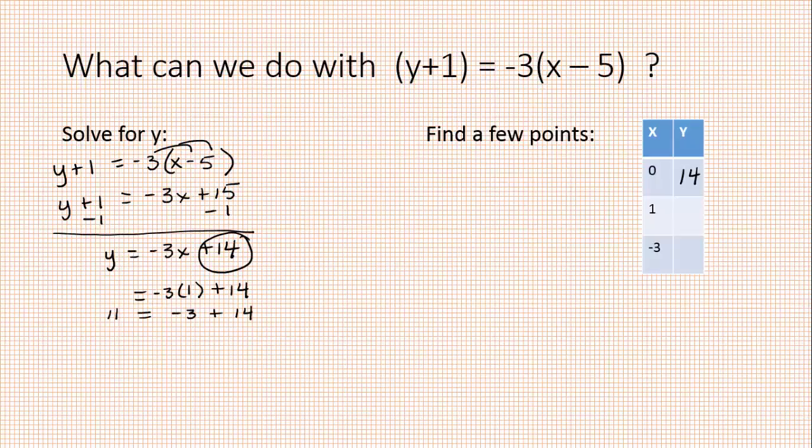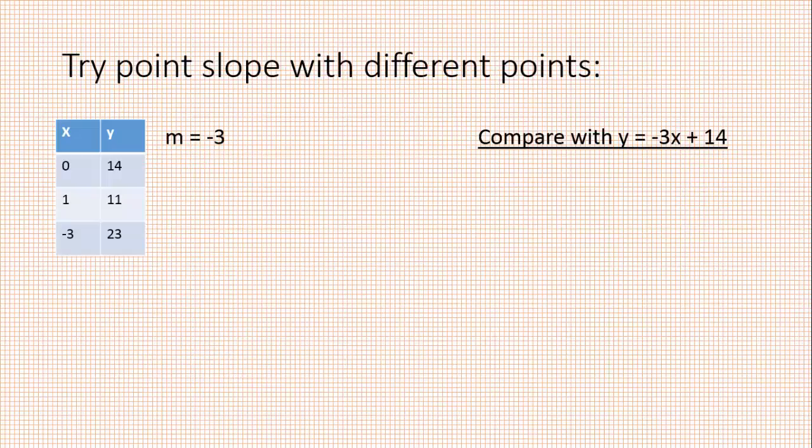That's our y coordinate. Let's also plug in -3. So this time y would be equal to -3, the slope, times -3, the x coordinate, plus 14 again. So that's like 9 plus 14, which is 23, and that's the y coordinate. We're going to use these 3 points to sort of test out the point-slope form. Now according to the rules, we should be able to write the same equation using any of these points. So let's do that and compare them to the slope-intercept form.